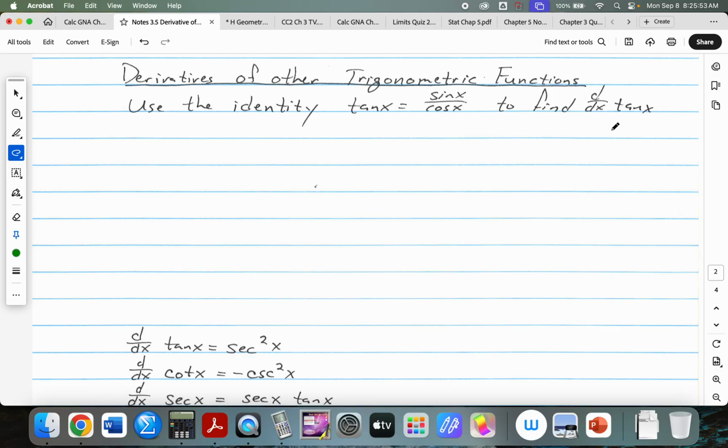Derivatives of other trig functions. For the other trig functions, you can use the quotient rule to find their derivatives if you know the derivatives of sine and cosine. So if we're trying to find the derivative with respect to x of tangent of x, that's the same as the derivative with respect to x of sine of x over cosine of x.